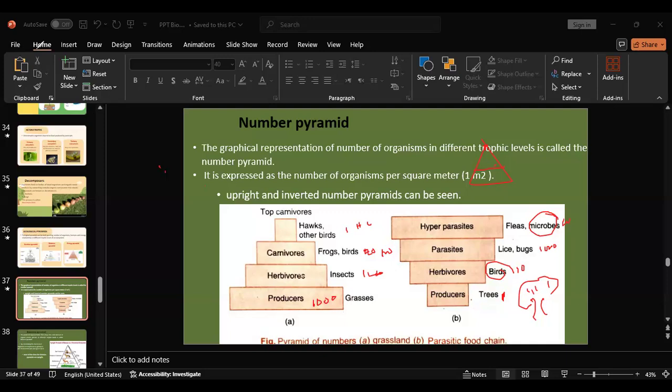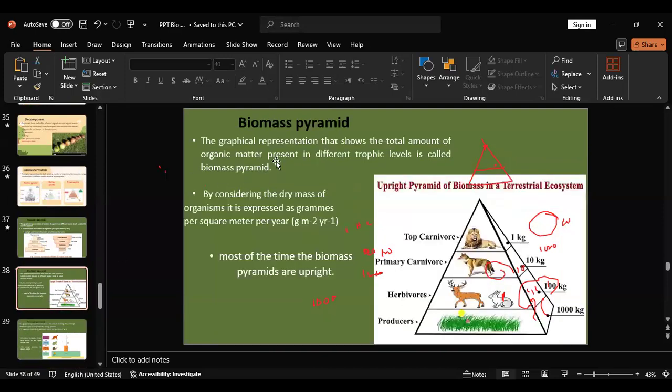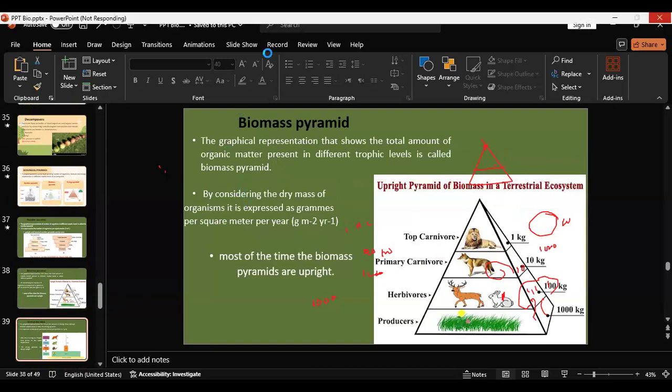Likewise, the time is going. Here you know that for biomass, we consider the dry mass. And the energy pyramid, like that, we are going to see.